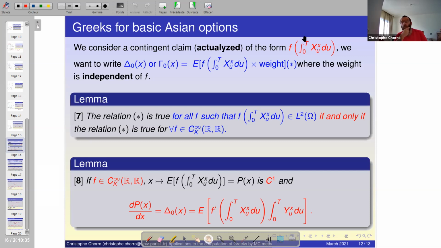Okay, and we are going to prove that in this situation I am able to do exactly the same thing that I have done previously. Okay, and what is nice even in this situation is that even in the Black-Scholes case, for the Asian option for the moment I have nothing. And even in the Black-Scholes case, I will be able to obtain weights for the delta in this situation, okay? Things that I have not obtained so far.